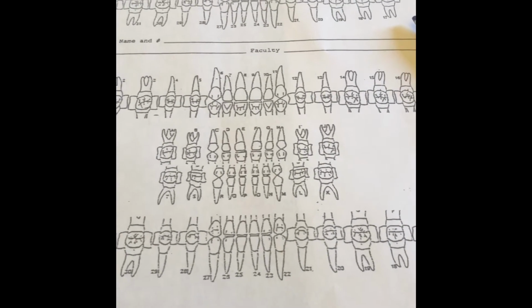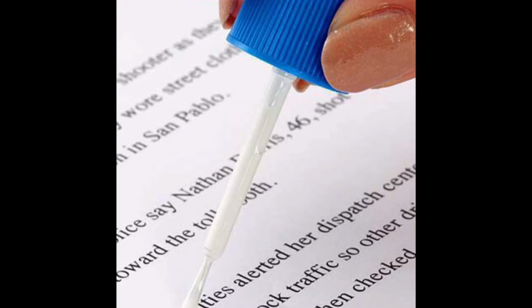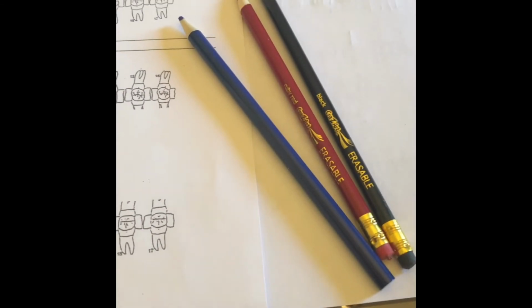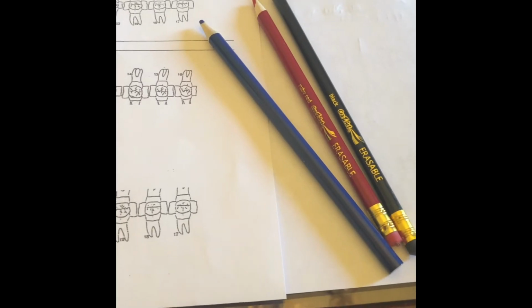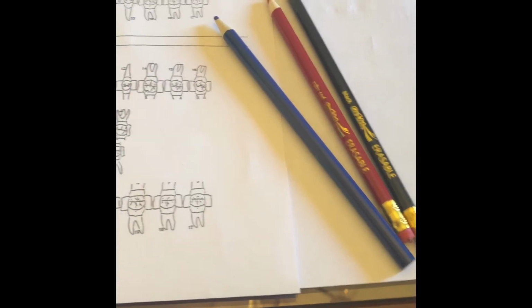Now, something you need to realize is that this is a legal document. This is part of the patient's record forever. We don't ever go in and erase or change anything once we enter it into the actual chart. That's why it's good to have these pencils so that you can erase and do what you want to do and be happy with your decisions before you enter them in ink into the patient's chart.